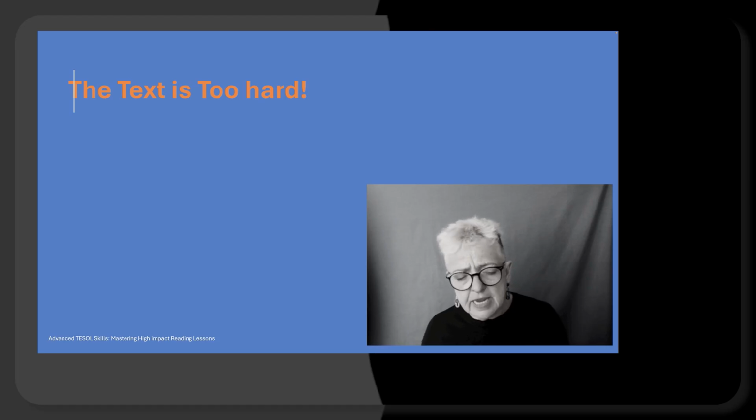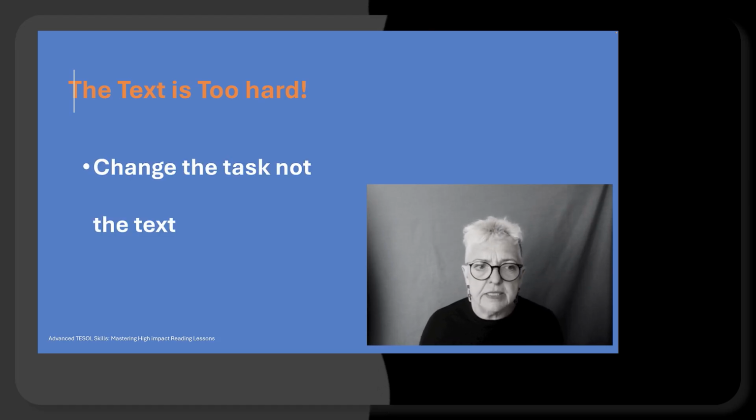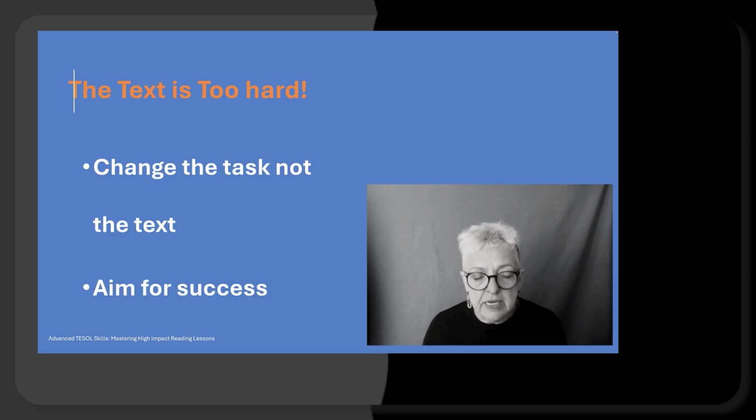Oh, teacher, the text is too hard. So how do you deal with that? The answer is change the task, not the text. You work too hard. You're a language teacher. You're always planning in your head, thinking it through, trying to personalise it, understand the grammar. You have enough on your plate. Change the task and not the text.